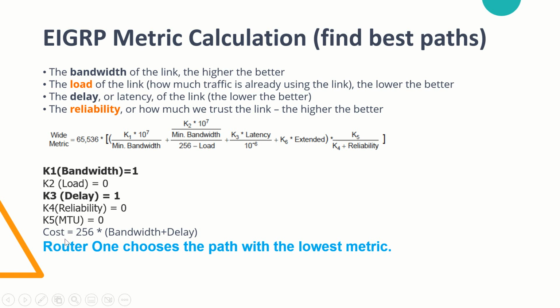Cost is 256, and you can use only bandwidth and delay in this formula. Finally, router 1 or router 2 or another router chooses the best path with the lowest metric.